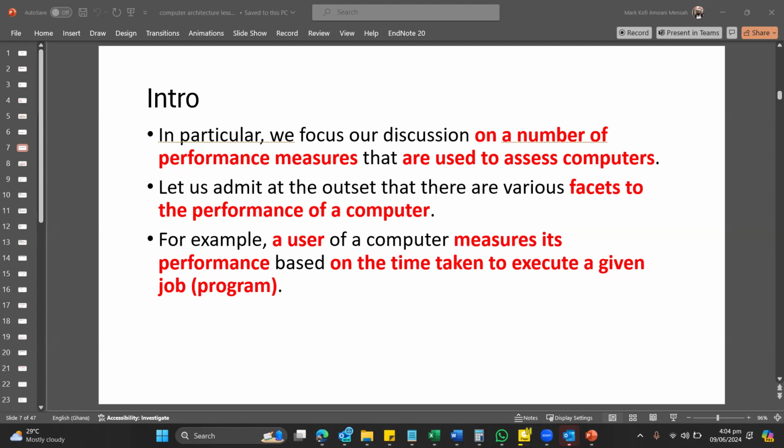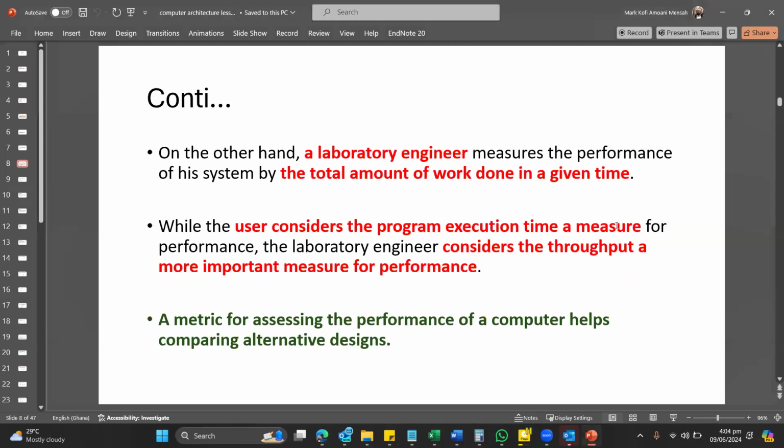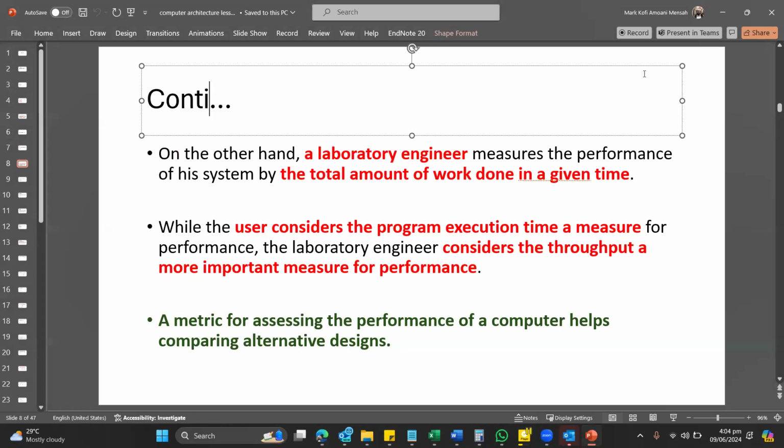To another person, he or she can say, if I have a computer, then I will give it a list of things to do, and if it can do all of those things within the shortest possible time, then to me, that is the best computer. So when it comes to performance, a user can consider performance as the execution time. But an engineer can consider it as the throughput, whereby it is measuring not just how many things it does, but how many things it can do within a specific time.